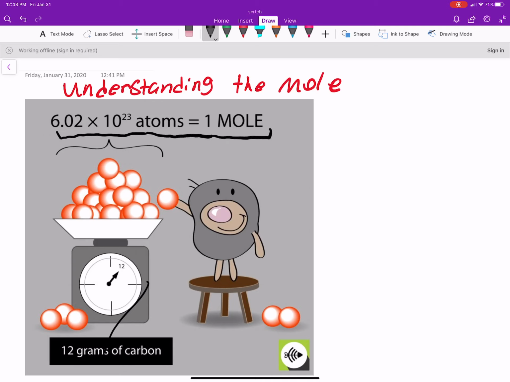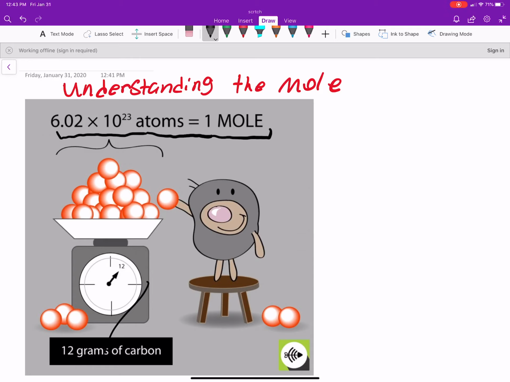Now, a mole is just like any other unit. It's just like feet, it's just like inches, it's just like pounds, grams, whatever you want to think of. It's just a way of quantizing some amount of something. So, as we see here, 1 mole is 6.02 times 10 to the 23rd atoms. That's an approximation. It's a little bit more than that, but that's essentially what we're looking at here.